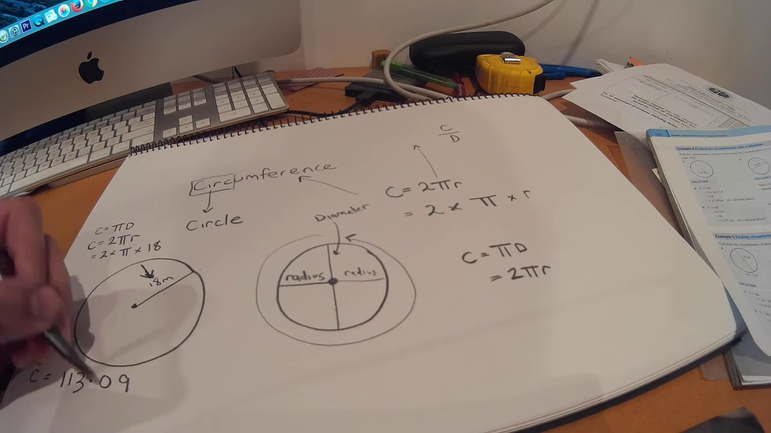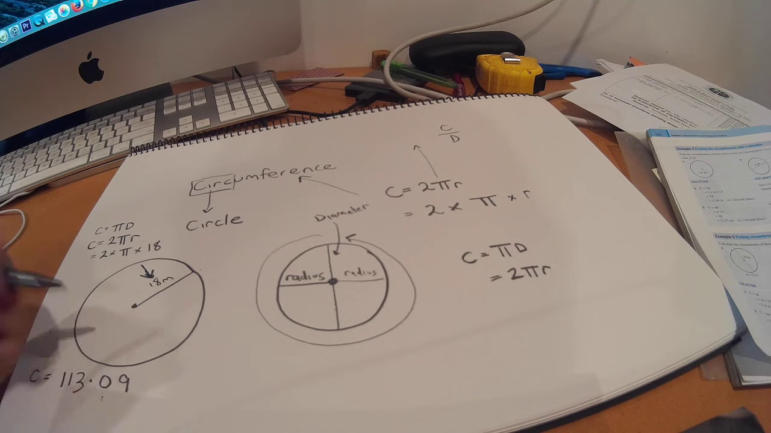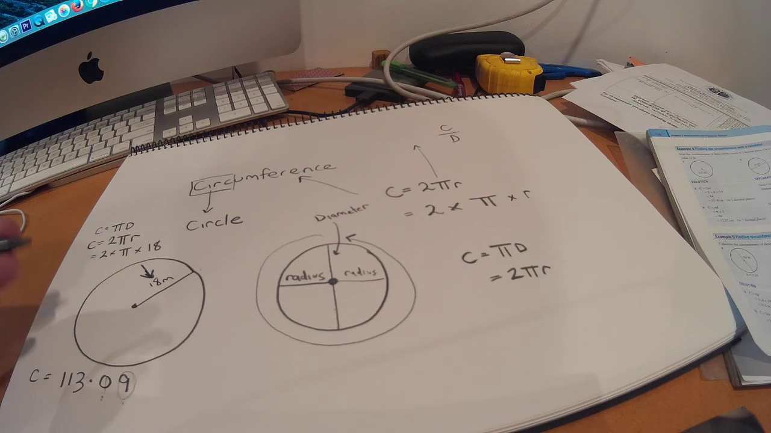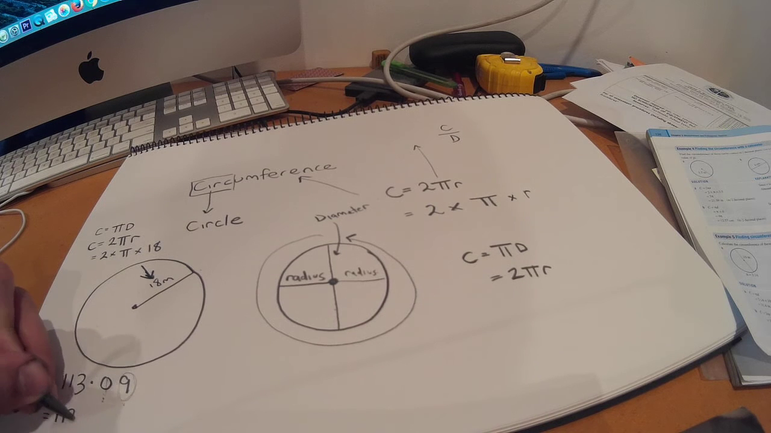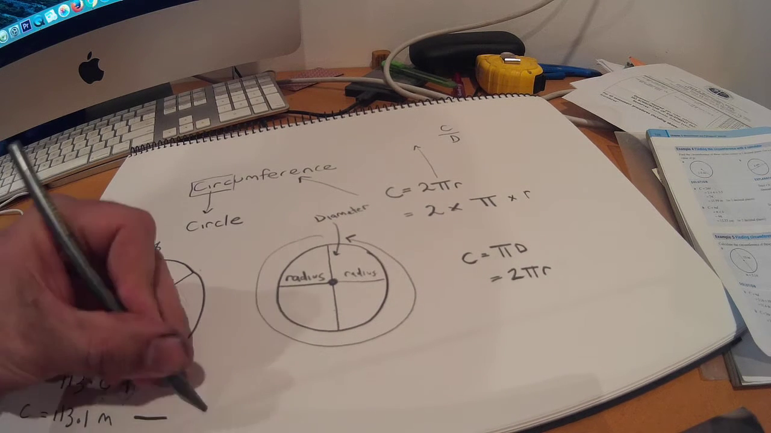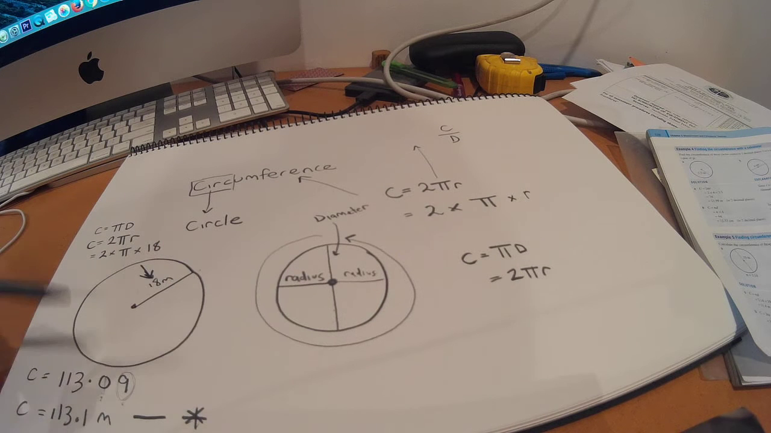Okay, so if we're doing it at one decimal place, our critical digit's the second digit, and if it's 5 or more, we're going to round that up. So our answer would be 113.1 meters. Okay, C equals 113.1 meters. That's a really good thing to do. Make sure that people can see your answer.